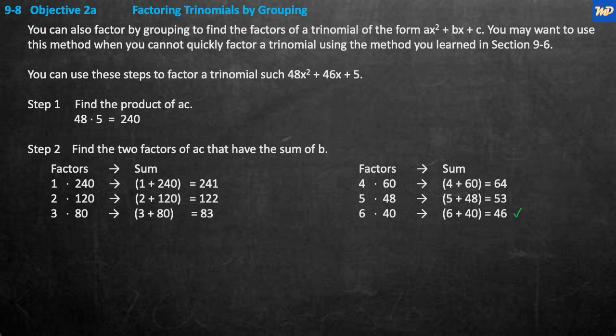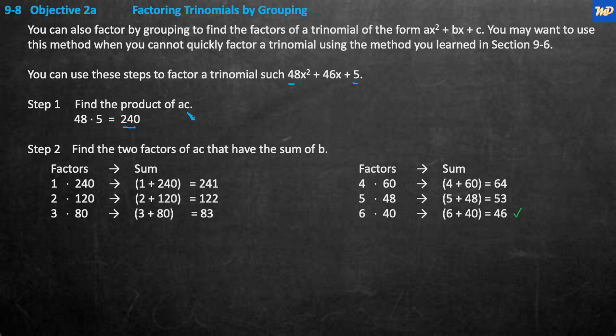But on these big ones, it's especially important. The first thing we're going to do is find the product of a times c. Here it is right here. What is a times c? The a term is the 48 over here, and the c term is 5. They want us to multiply it. 48 times 5 is 240. And this is what we're going to factor to try to get our inner terms.